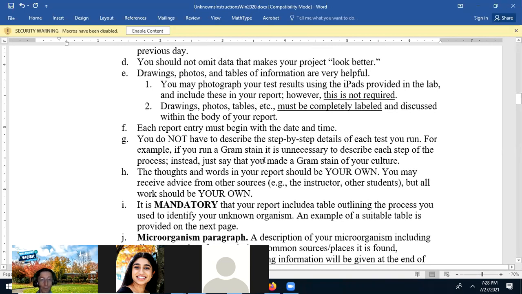You don't need to ever write in the details of the test. All you need to do is say, I ran the gram stain, and here are my results. I already know the steps of the gram stain, so you don't need to elaborate on the steps of any of the tests. You should give your thoughts and words why you're running a test and what you hope to achieve, and what species you hope to narrow it down to, or what species are under consideration.